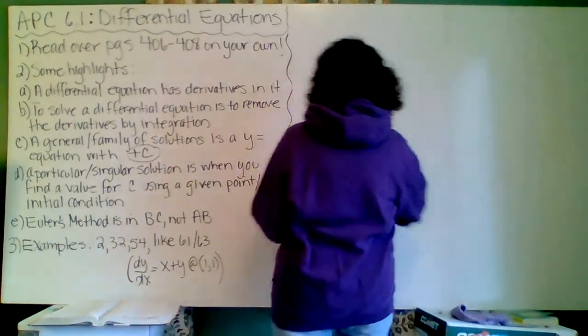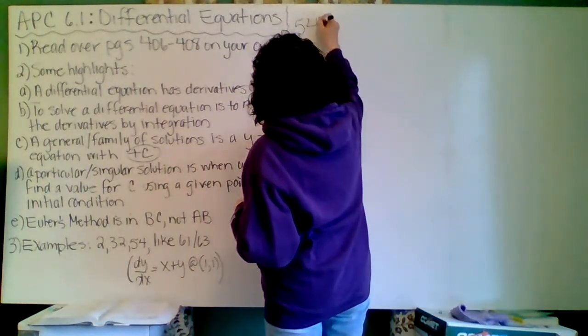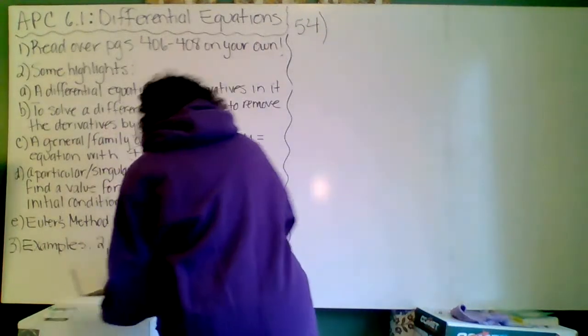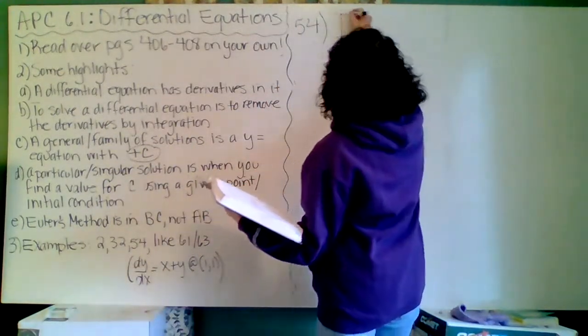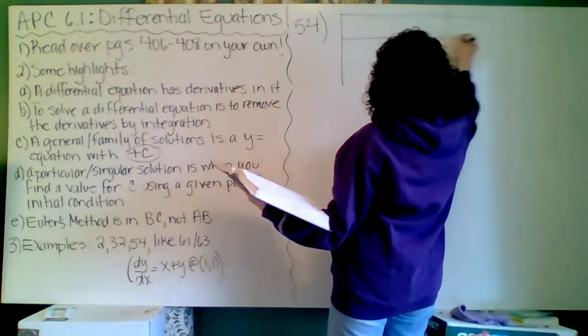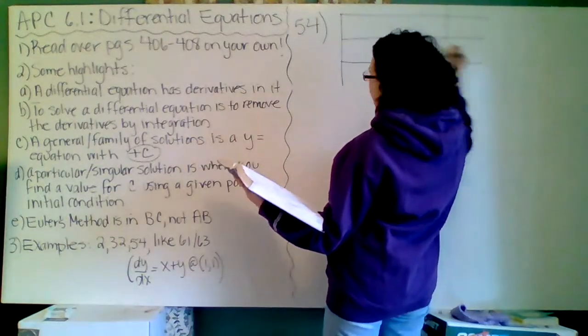Because number 54 and numbers like 61, 63 take a little bit to set up. So on number 54, you could certainly look in your book. They give you a lot, but don't ask you for much. So here's what they give you in your book.